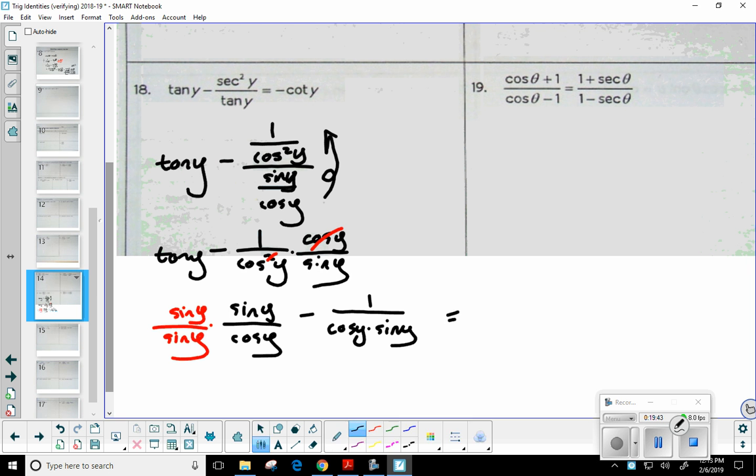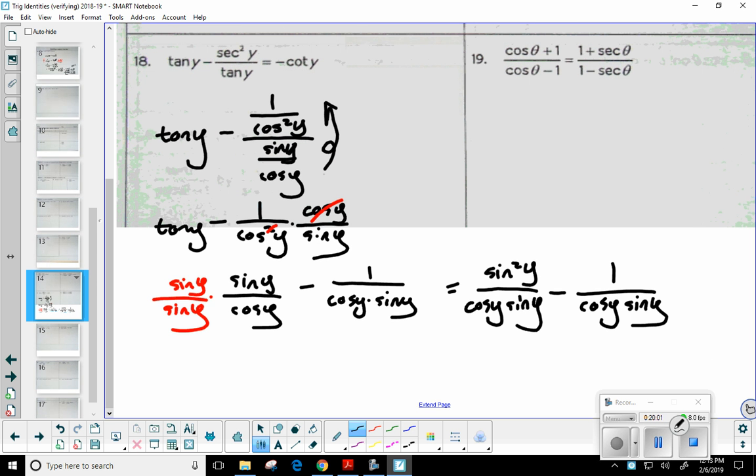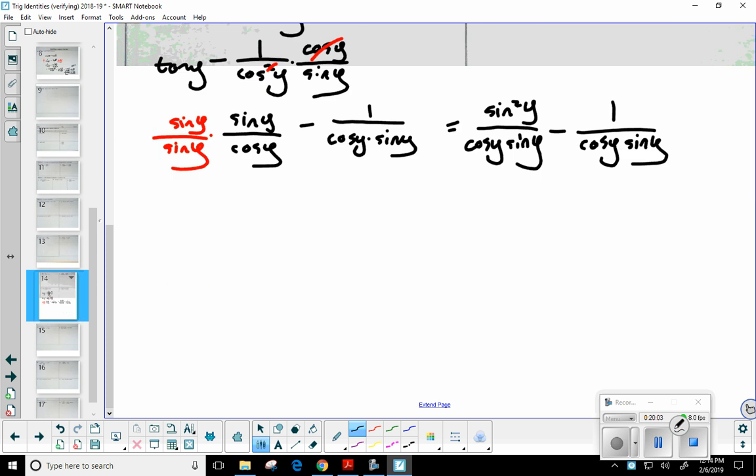Okay. Well, let's see. If I multiply these, that would be sine squared y over cosine y sine y minus 1 over the cosine y times sine y. So you can get sine squared y minus 1. Okay. All right, so now I have a common denominator. So I'm going to pull them together. So this is all over cosine y, sine y. So let me go ahead and write this out. That would be the first numerator minus the second. So then that's what that would be.